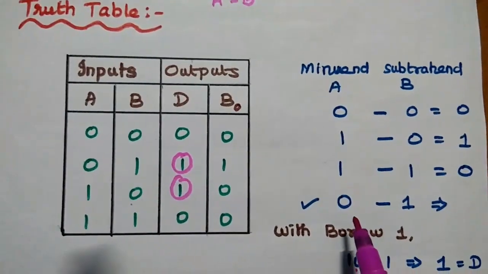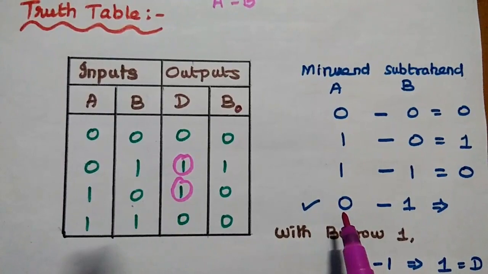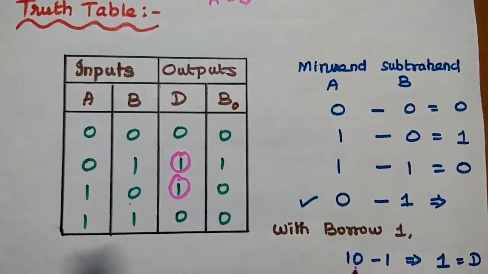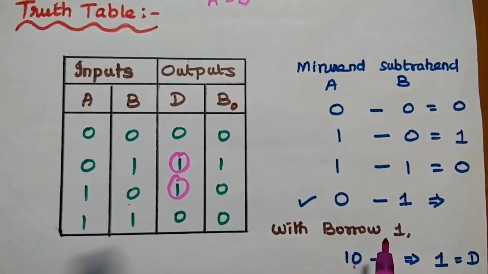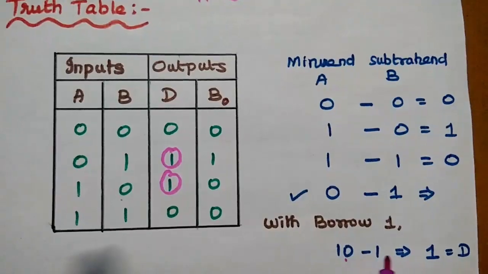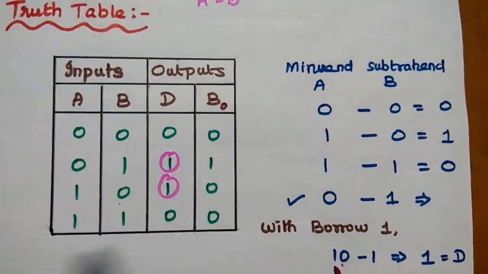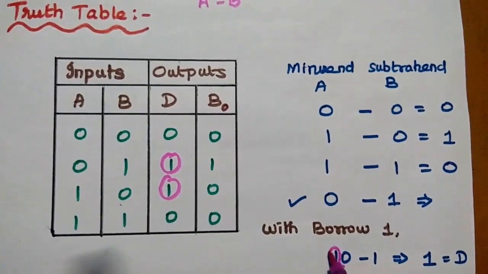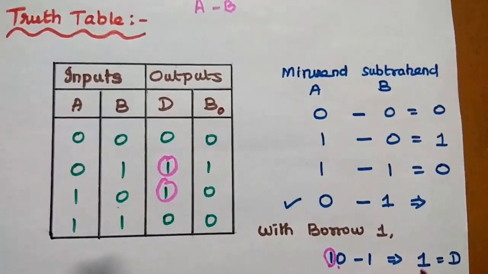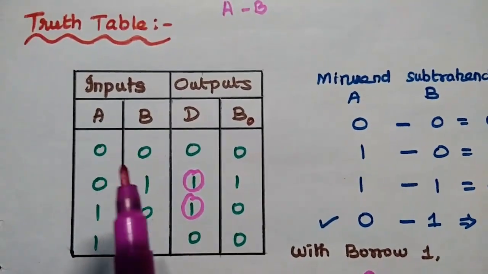So for that we have to borrow 1 to this minuend value. Now this minuend becomes 10 because we have borrowed the value 1. So 10 minus 1, then the difference is 1. We have borrowed the value 1 here. So here borrow is 1, difference is 1. So that's what is given in this truth table.